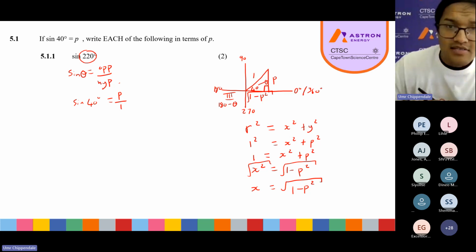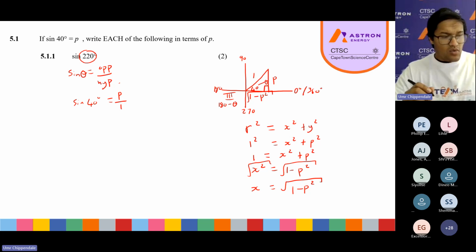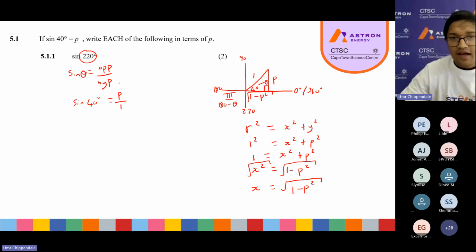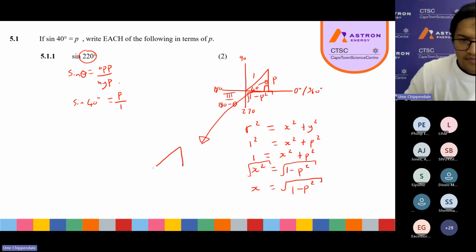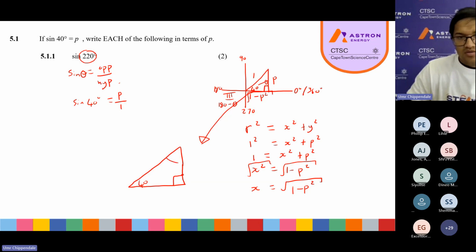Okay, now that we know our three sides, what we can now try and do is find the missing angle within here as well. So we find all the sides, and now we can find all the angles in this triangle. If I have a triangle here, 90, 40, and then this, of course, is going to be those two minus each other. So let's just say that is beta.